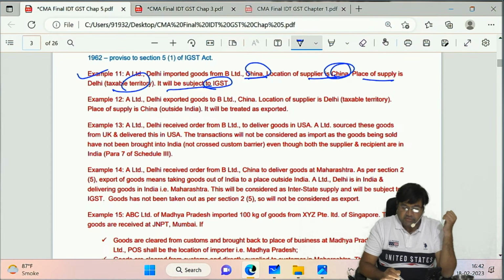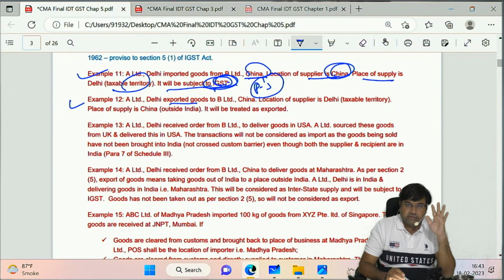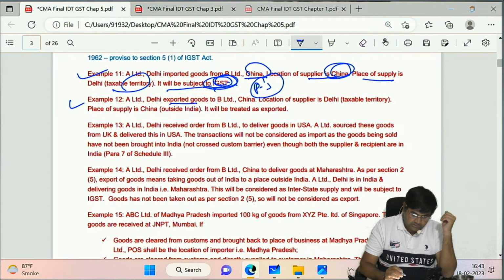So location of supply is China. This Chinese guy is delivering to Delhi. So Delhi is going to be the place of supply. Example 12. A Limited Delhi, forget about taxation. Taxation you are going to understand in customs, because this is import of goods. So import of goods is subject to IGST, but the taxes are going to be levied according to the customs law. So in customs law we are going to understand.